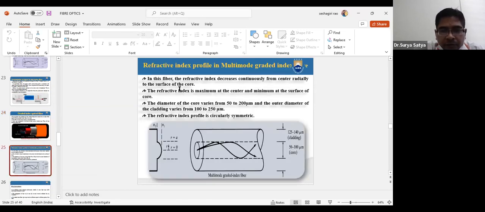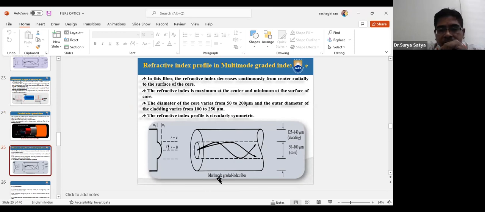Now, the refractive index profile in a multimode graded index fiber. In this fiber, the refractive index decreases continuously from the center radially to the surface of the core. So the refractive index is maximum at the center and minimum at the surface of the core. The diameter of the core varies from 50 to 200 micrometers, and the outer diameter of the cladding varies from 100 to 250 micrometers. The refractive index profile is circularly symmetric.